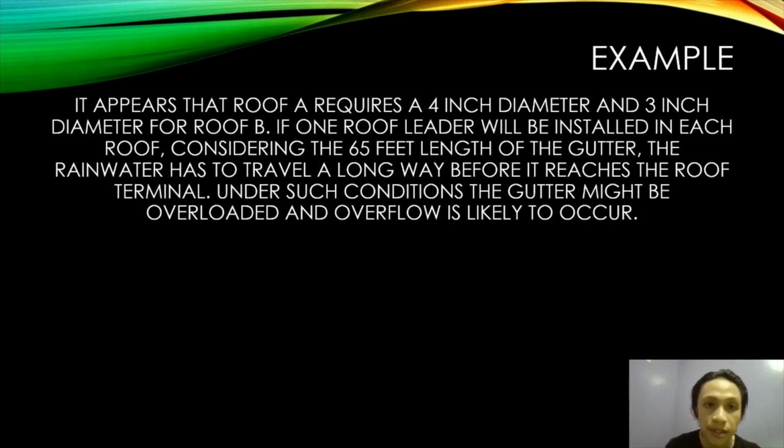It appears that roof A requires a 4-inch diameter and a 3-inch diameter for roof B. If one roof leader will be installed in each roof, considering the 65 feet length of the gutter, the rainwater has to travel a long way before it reaches the roof terminal. Under such condition, the gutter might be overloaded and overflow is likely to occur. This is pretty much the same as the previous example, but the difference this time is we use inches.